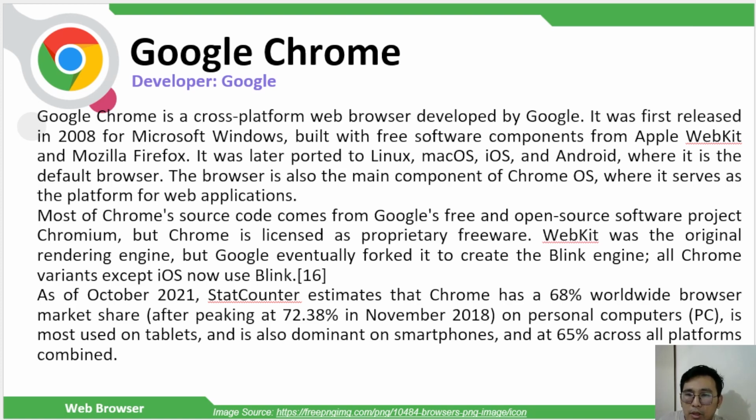And they also have WebKit, which was the original rendering engine, but Google eventually forked it to create what they call the Blink engine, and all Chrome variants except iOS now use Blink. As of 2021, StatCounter estimates that Chrome has 68% worldwide browser market share on personal computers, is the most used on tablets, and is also dominant on smartphones, at 65% across all platforms combined.